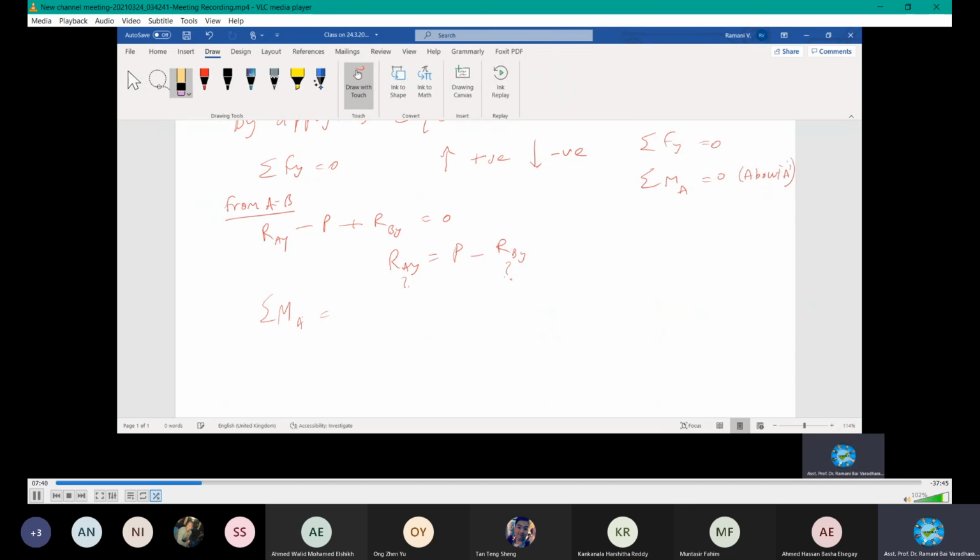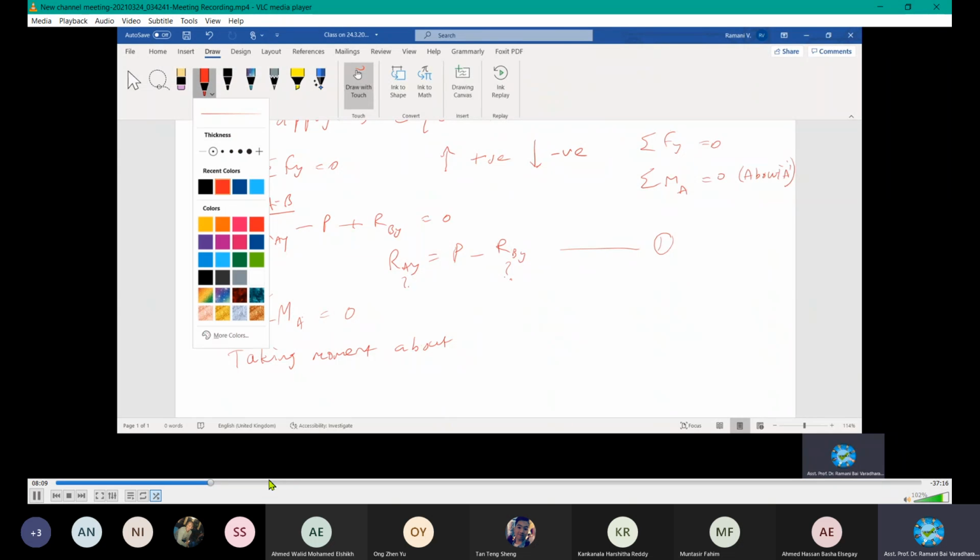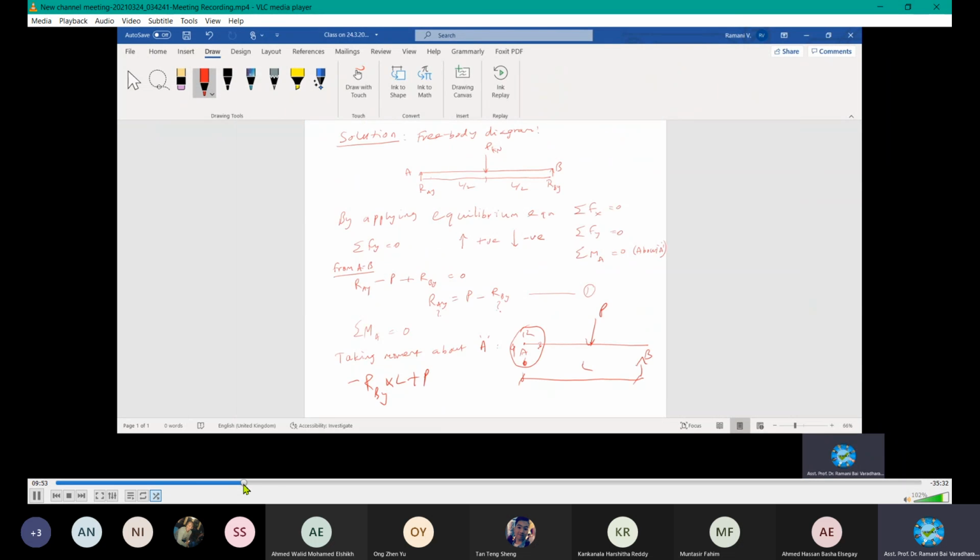Let's take the third equilibrium equation so that we can get the unknown. Keep this as equation 1, and then you solve here, taking moment about A. If my handwriting is not clear anywhere, please tell me. The distance is L by 2 and L by 2. And you want to take from A to B, meaning about A.